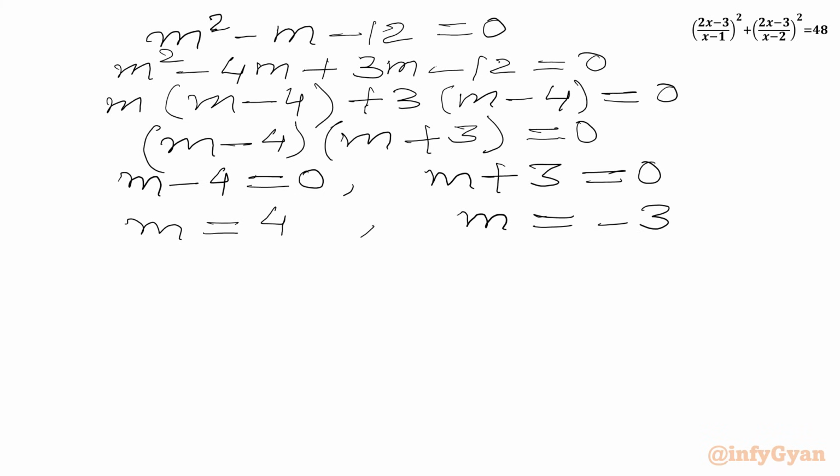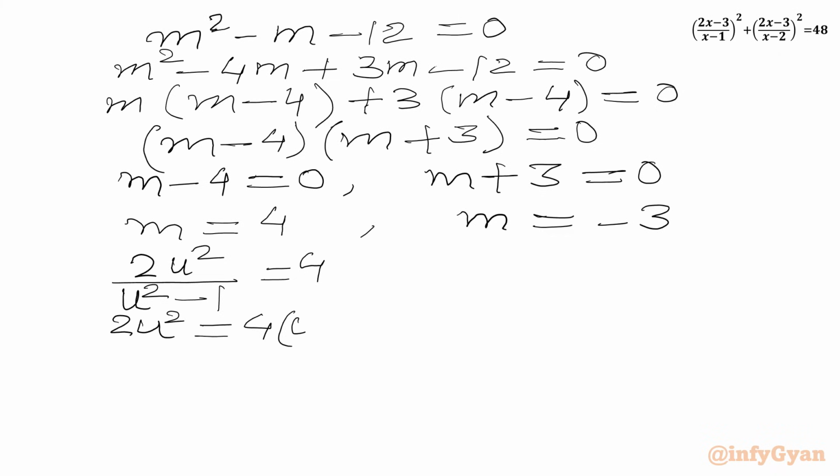So m was our substitution. It was 2u square over u square minus 1 equal to 4. Now we will cross multiply and write 2u square equal to 4 times u square minus 1. Or we will simplify and write 2u square equal to 4u square minus 4.